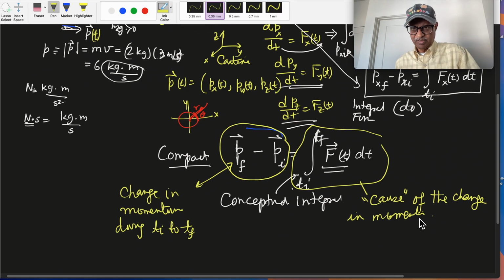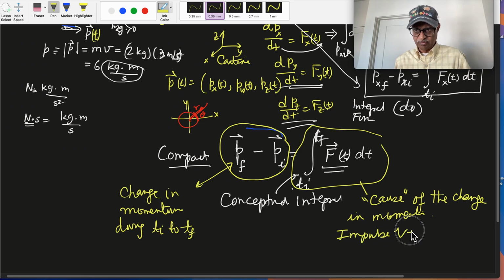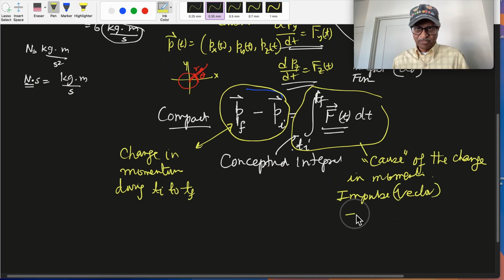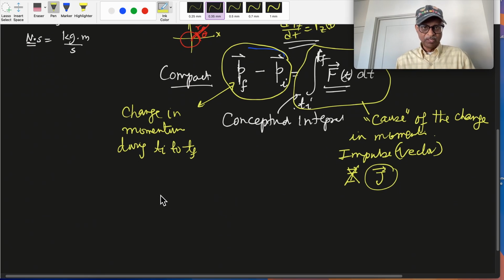It has a name. It is called the impulse vector, or simply impulse. Sometimes I like to use this symbol, but that's not a common notation, because I will be using the moment of inertia, and the symbol is almost reserved. So we use this for the impulse vector. You can write: impulse vector is the right side, and the left side is the change in momentum.